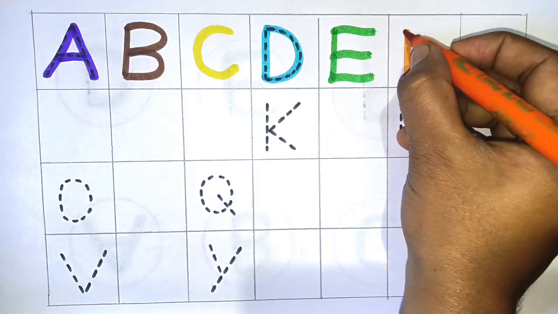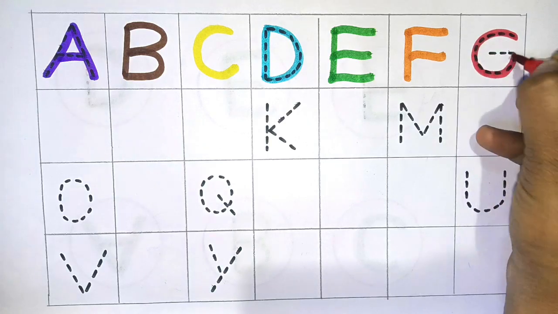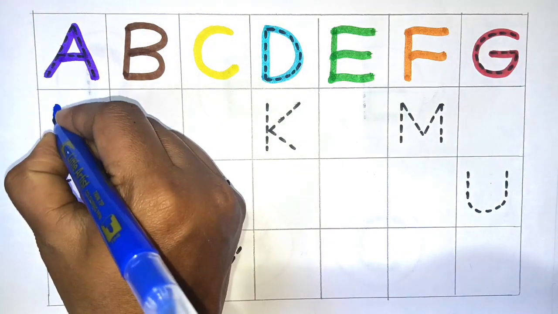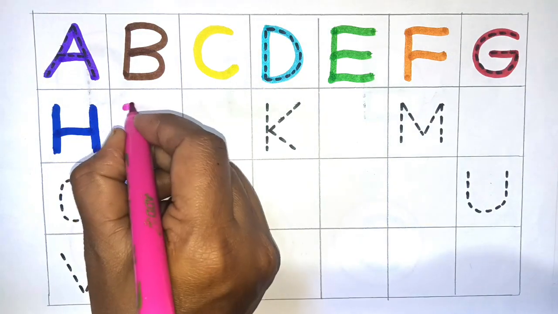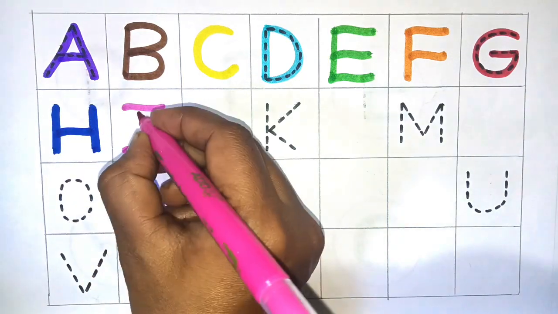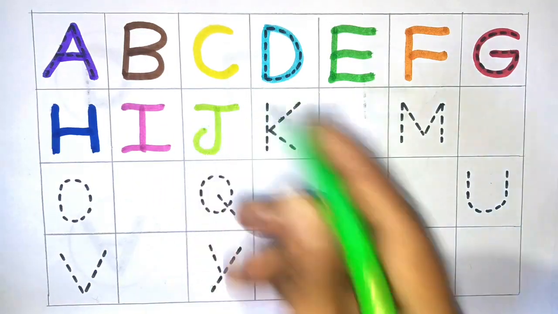Next F. F for fingers. Next G. G for goat. Next H. H for hand. Next I for ice cream. Next J. J for juice.